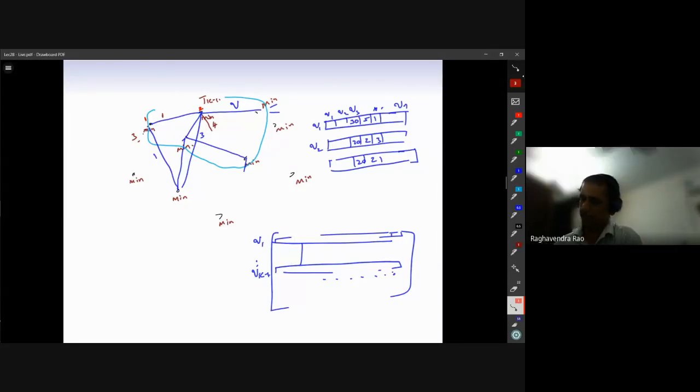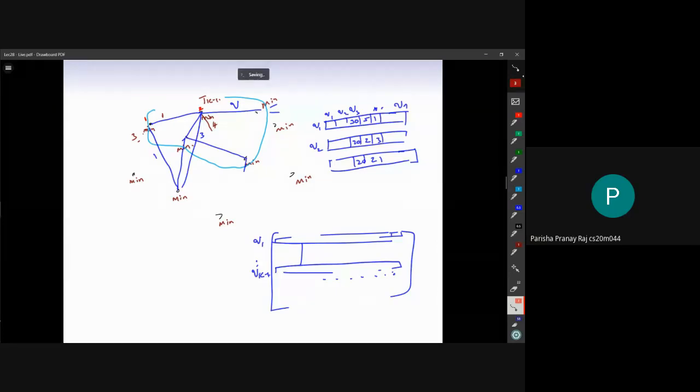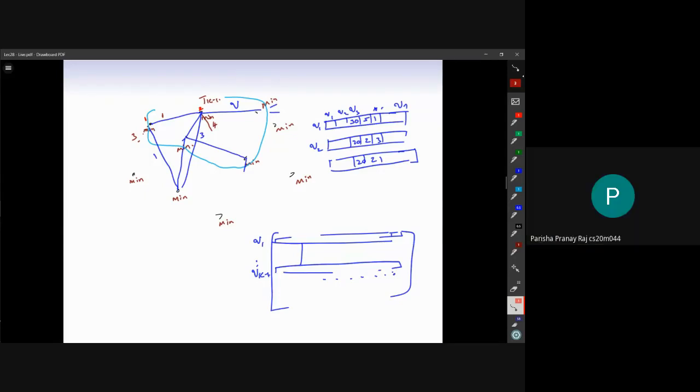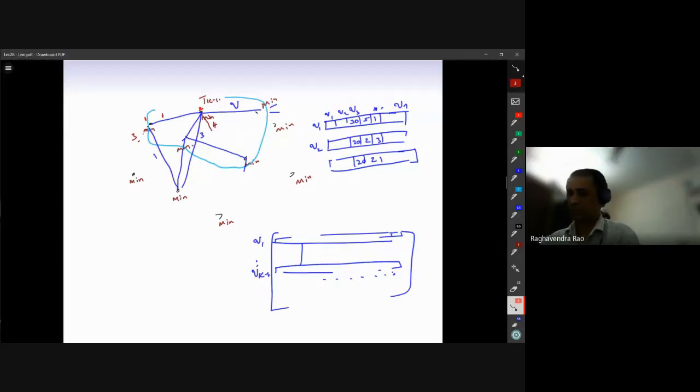But it is order of n for each new vertex we add. Yes, so for every iteration, it can be done in order of n. Otherwise, it can be order of n square for each iteration. So like you said, right? Okay, I understood. I thought it is order of n in total, but it is order of n for each iteration. Yes, it's order of n for each iteration.